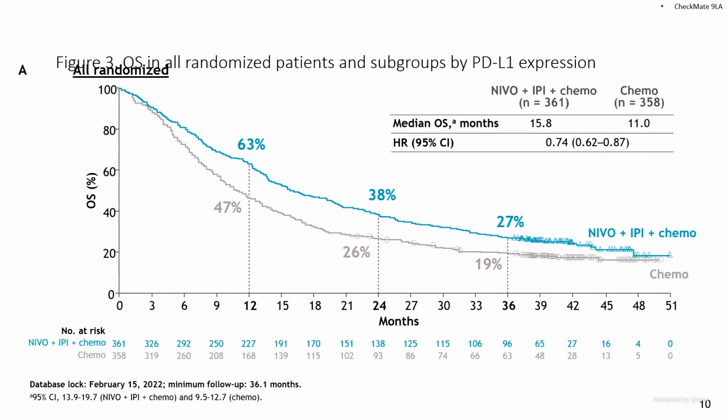So again here, overall survival in all randomized patients, irrespective of PDL1, at 3 years, we can see that the difference is 27% versus 19%. Median overall survival 15.8 months versus 11 months. Hazard ratio of 0.74, not crossing unity. Next slide, please.